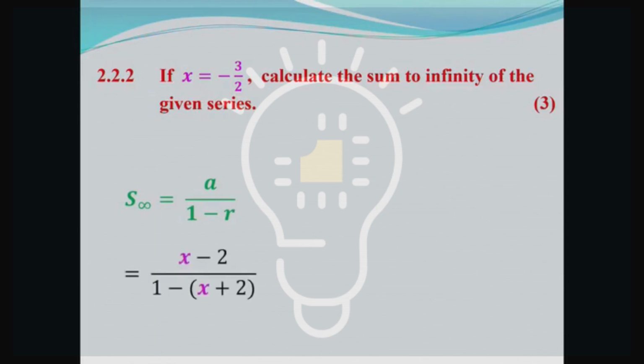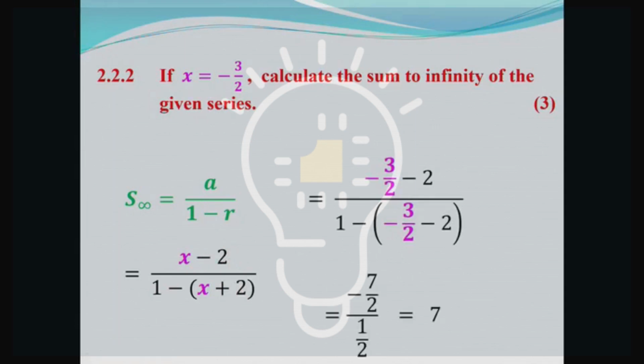And so if we populate that, notice here, we've highlighted the x in pink. Can you see that? It won't be done like that on your exam paper. But just to show you where we must put the value -3/2, we've put it in here. A, as you know, is x minus 2. 1 minus r, there's our ratio as well. And there we have it. So when we substitute that in there, in terms of numbers, we're going to have something that looks like that. And then if we simplify that, the sum to infinity is equal to 7.